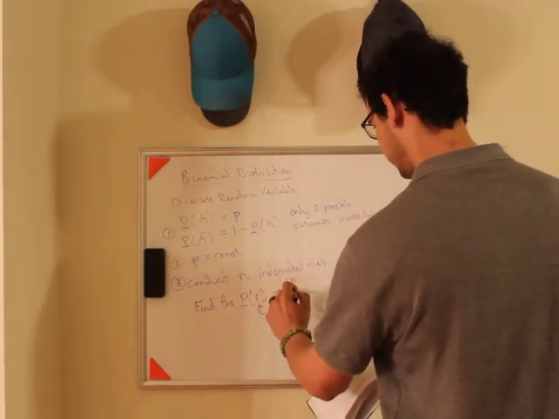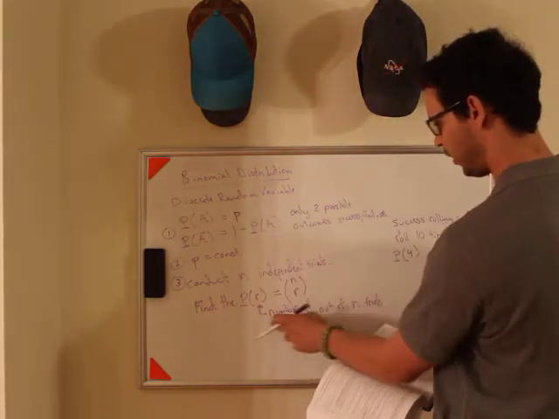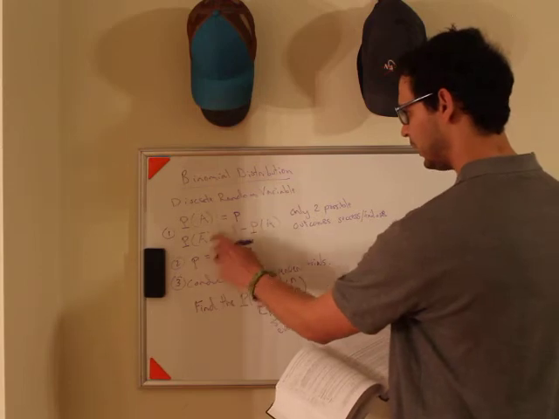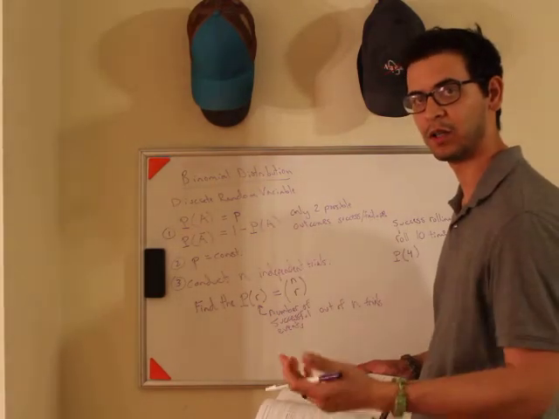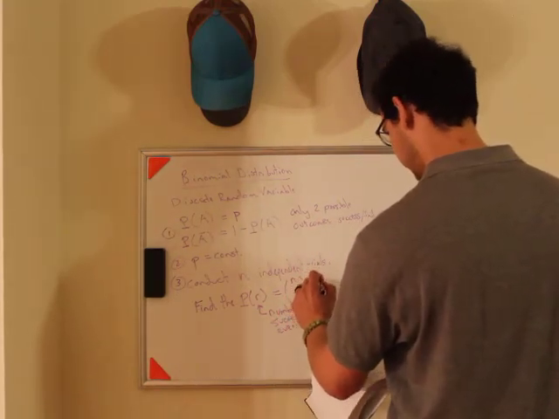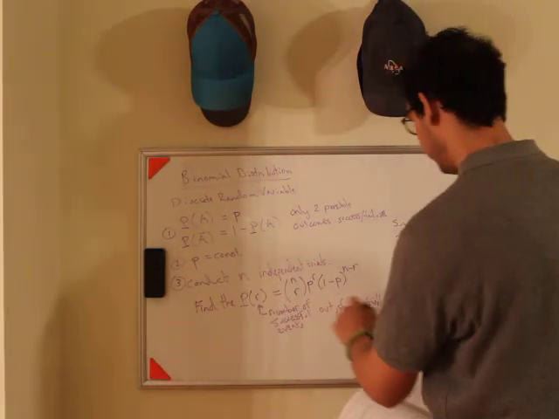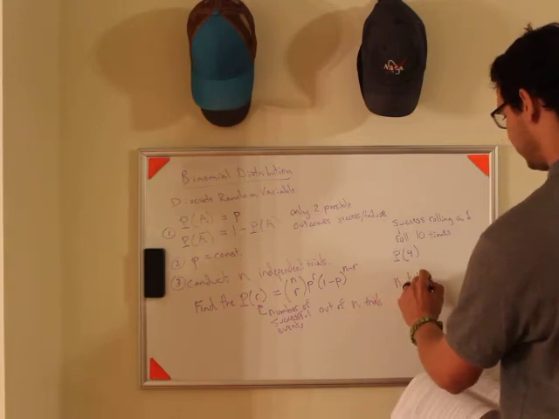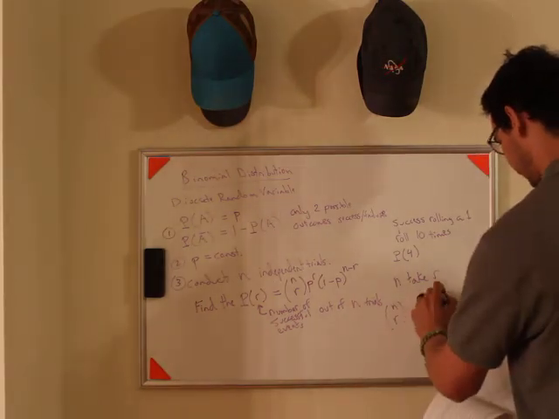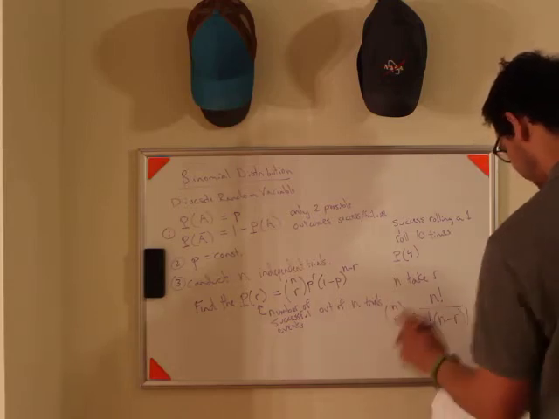It's n take r. So n is the number of independent trials, r is the number of successful events out of n trials, and then lowercase p is the probability that event A occurs in a single trial. So it's n take r, p raised to the r, 1 minus p raised to the n minus r. And what is n take r? You read this n take r, and n take r is equal to n factorial over r factorial times n minus r factorial.